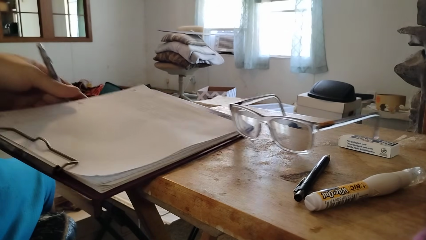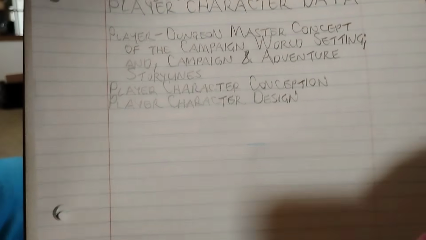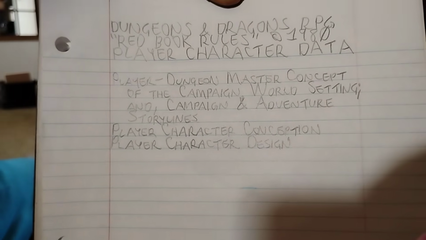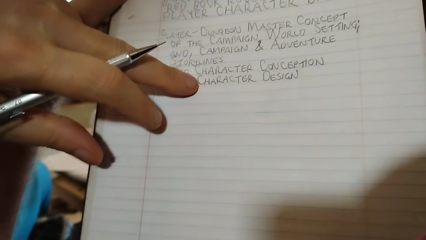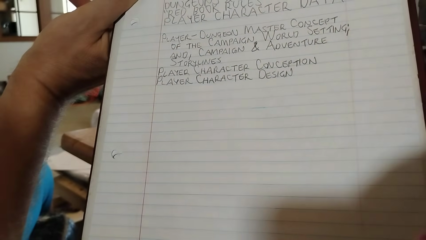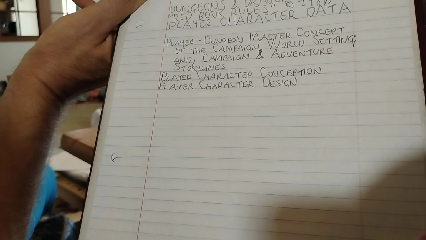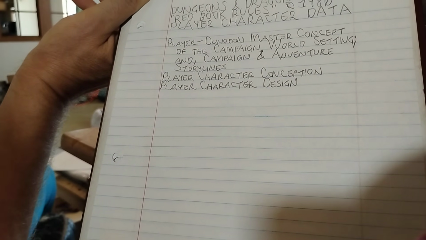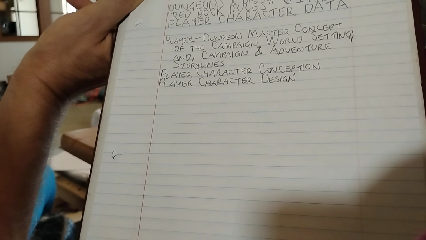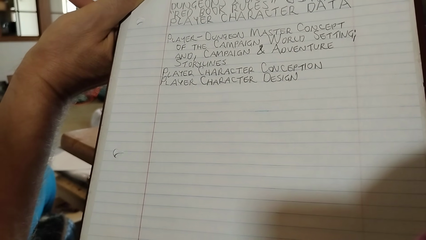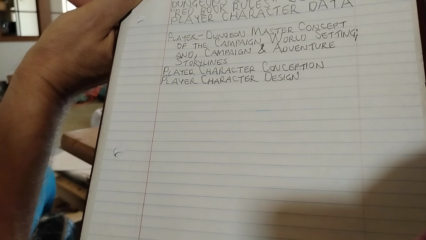With Dungeons and Dragons and AD&D, character design comes first, then character conception. But with other RPGs, let's see here, Star Frontiers, how did that work? Star Frontiers was random. Traveller was random.